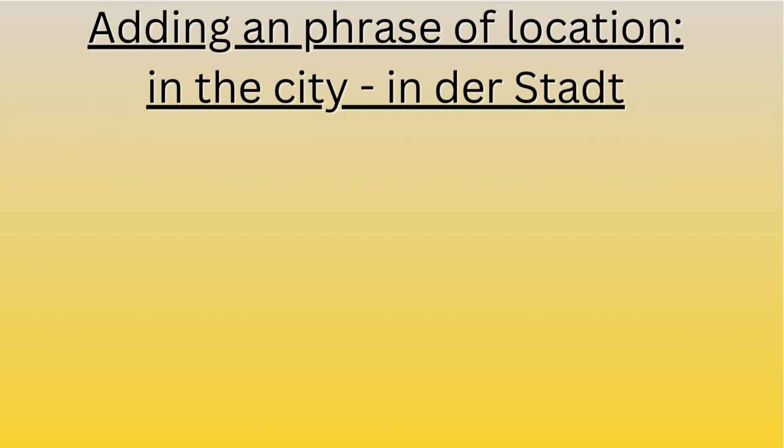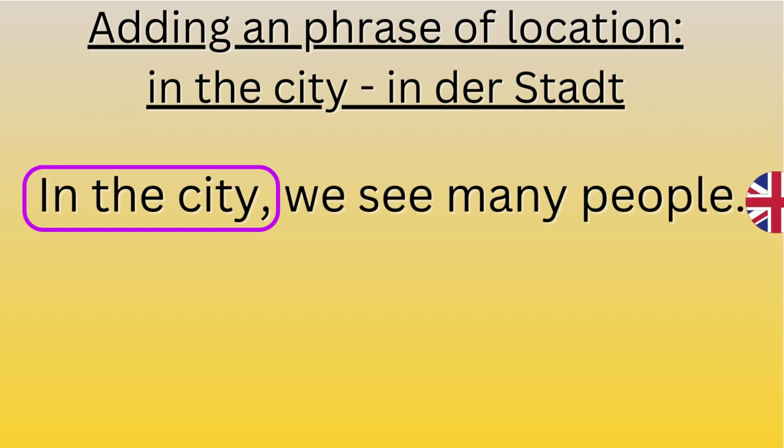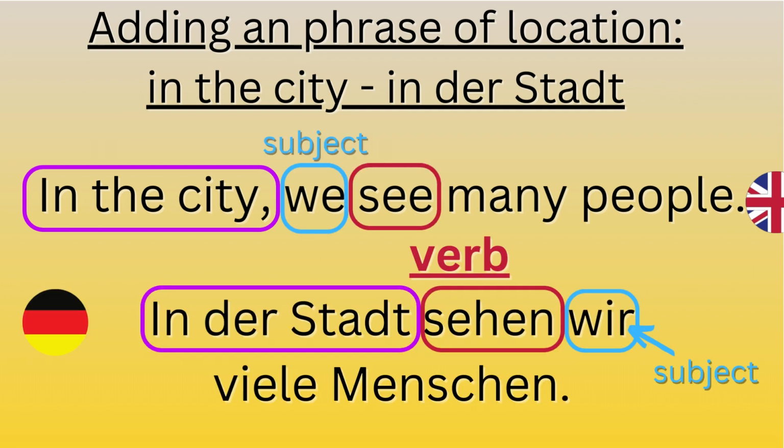The same principle applies with phrases of location, such as in the city, in der Stadt, at the beginning of sentences, such as in the city we see many people, or in der Stadt sehen wir viele Menschen. So again, in German, the verb becomes the second element rather than just following the subject.